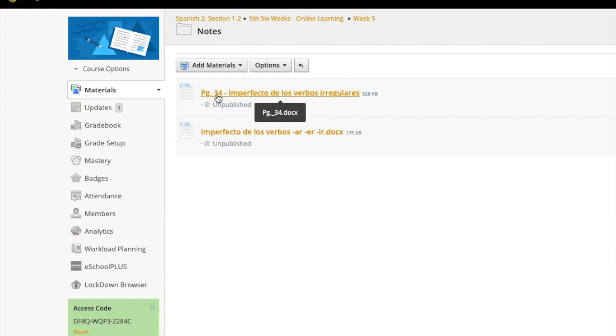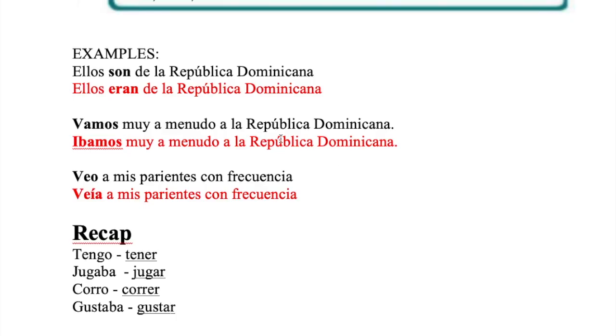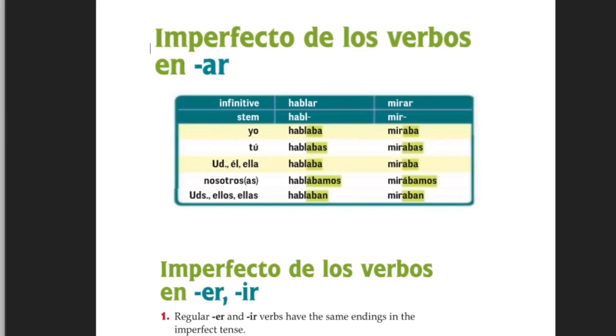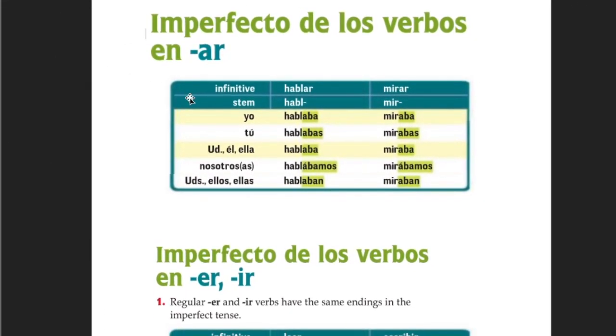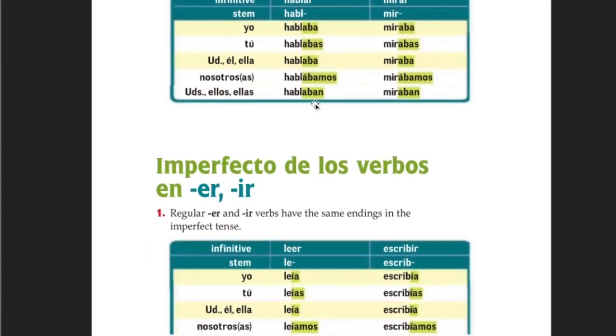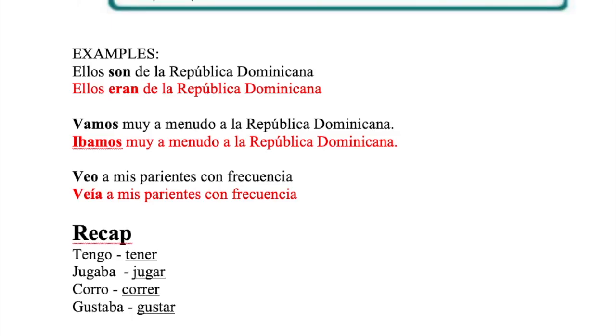But if you don't have last week's chart memorized, which is okay, you can always go back and look at it. I went ahead and put it in here for your convenience, so you can have easy access to it. And what it's going to show you is going to be this, okay? It's just going to have the two charts for the AR ending verbs, ER and IR right here. So AR, ER, IR.